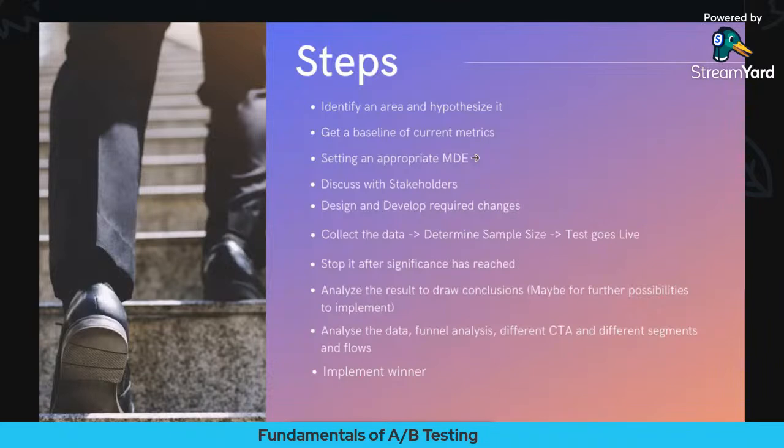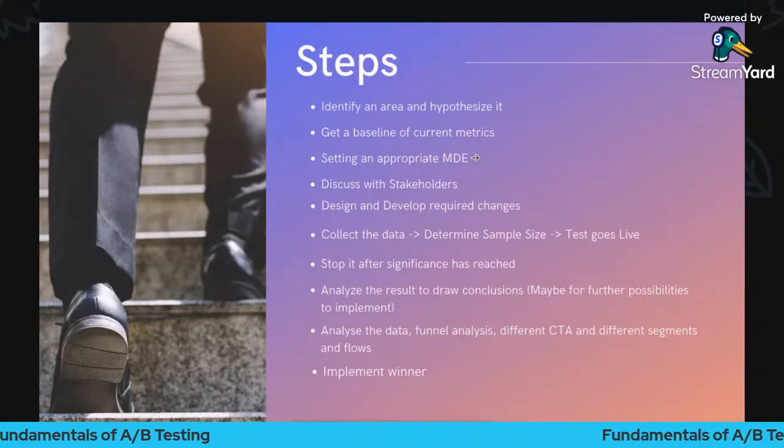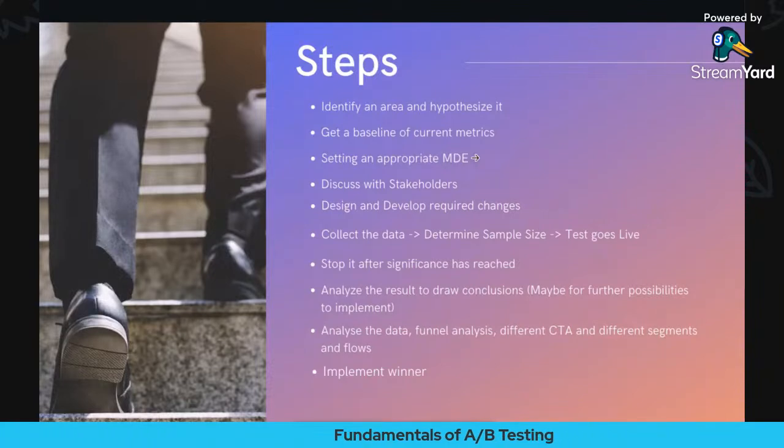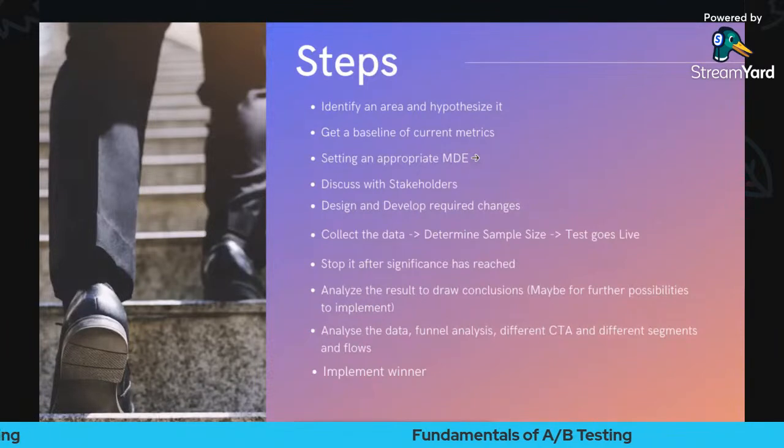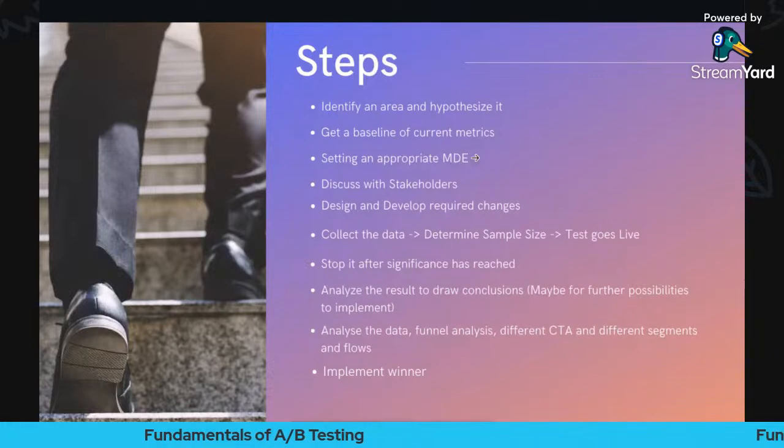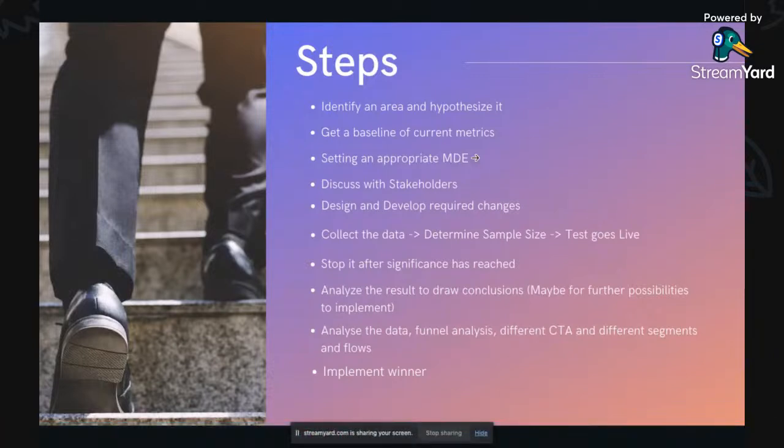Then the main part comes in, which is to design and develop the required changes. And this is where the front end engineers and the development teams come in. For example, if the button is a specific color and we need to test if a change in the color impacts the revenue, then the developers will go and implement that button. Or it could be a whole page overall revamp also, right? So it depends from test to test.